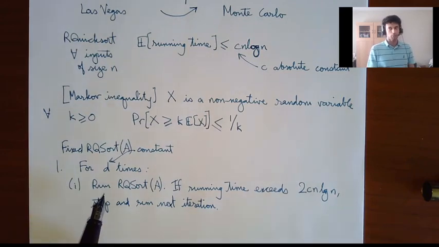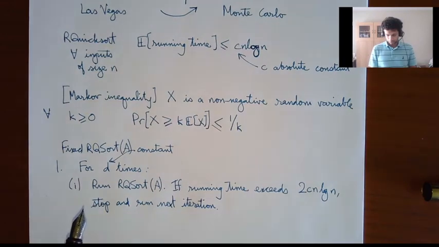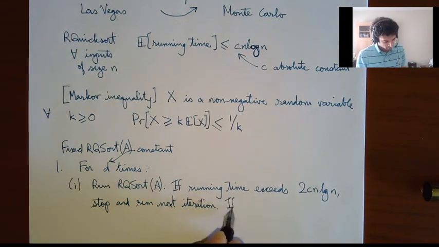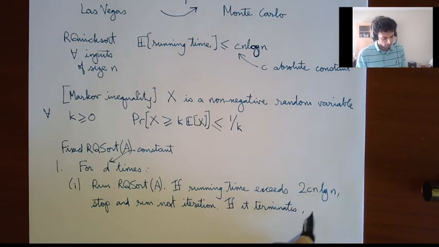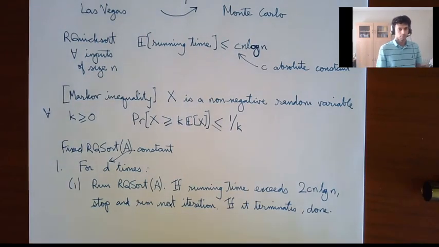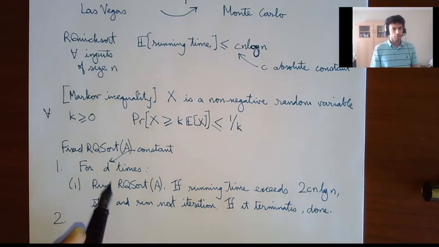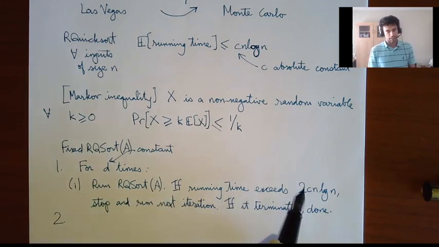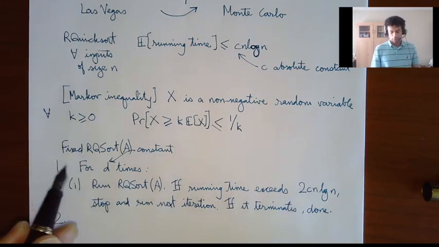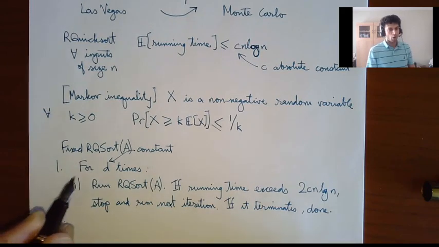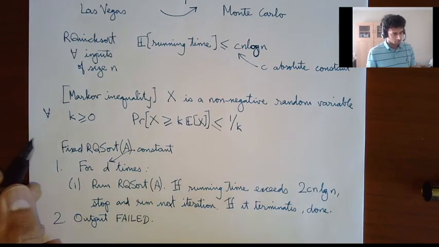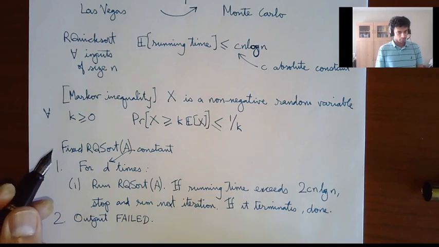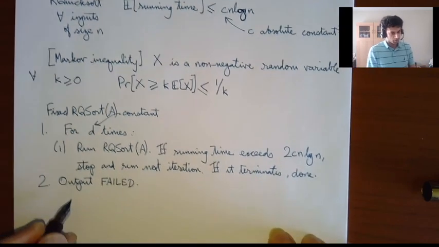So you're running multiple independent invocations. And if it terminates, well, okay, then we're done anyway. So you're going to do this d times. Now the problem is it could be that every time you ran, the running time actually exceeded, so you went back and ran, and this kept failing. So if all of these fail, you'll just output failed. Okay? So this version of quicksort could potentially fail.